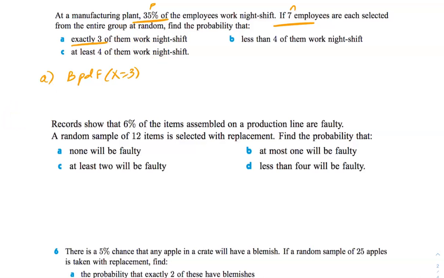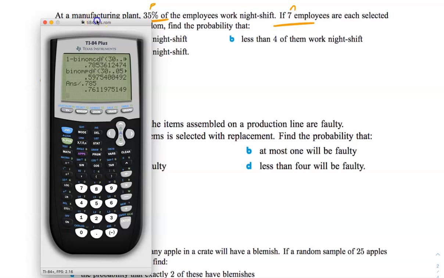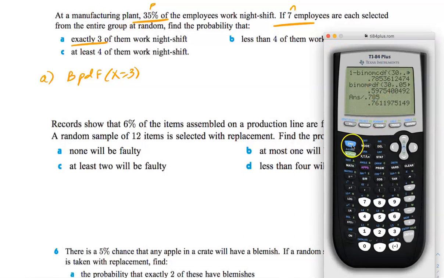Plug into our calculator. So second distributions, binomial PDF. So we have 7, 0.35, and 3. 0.268. Done.